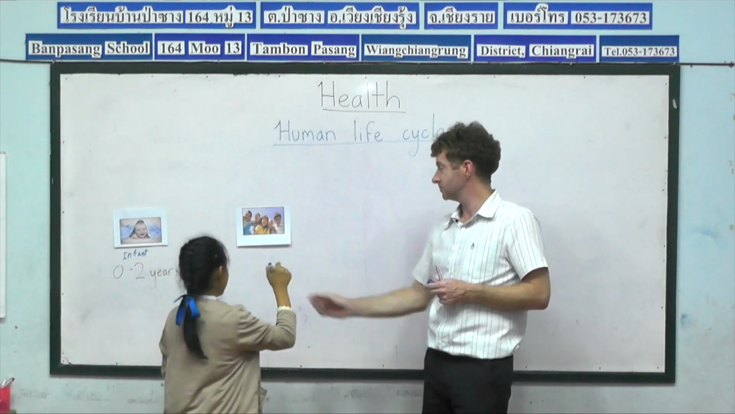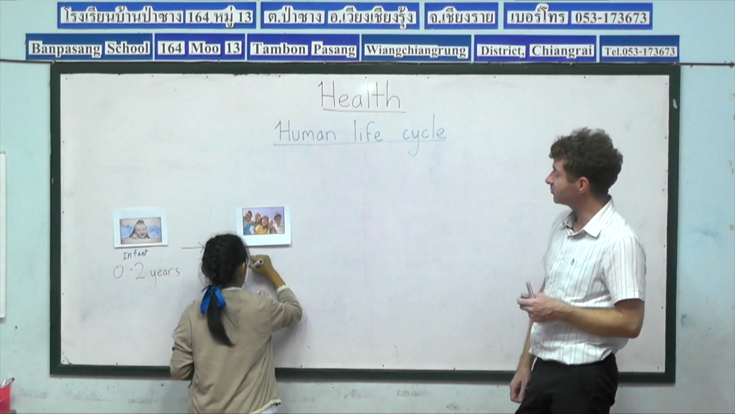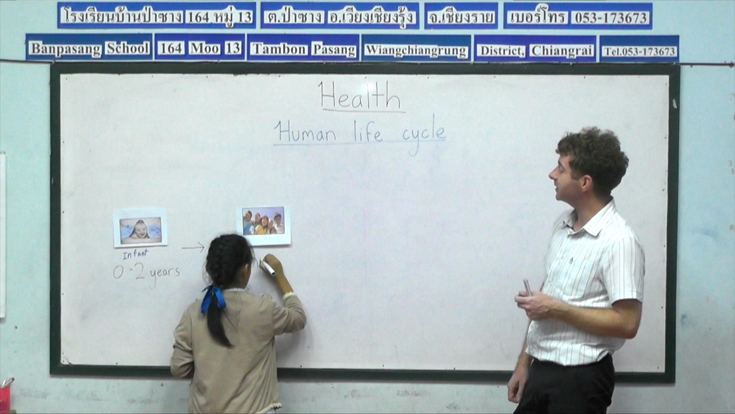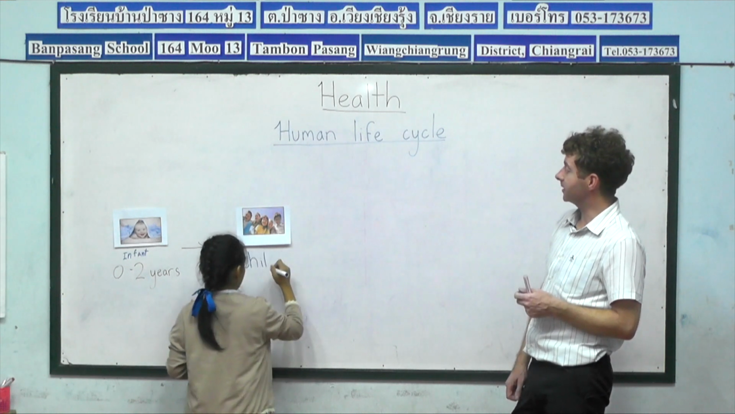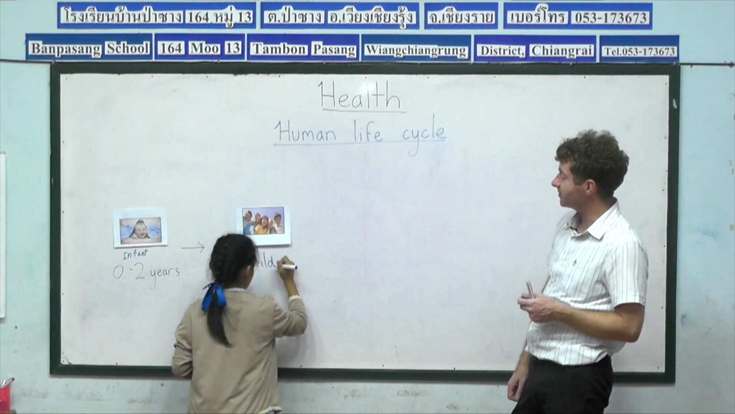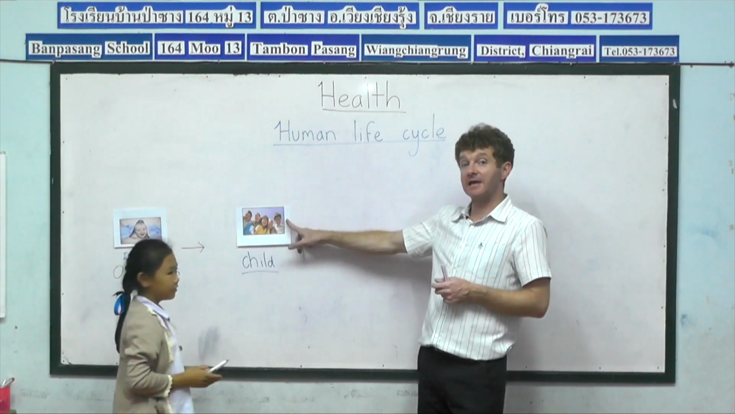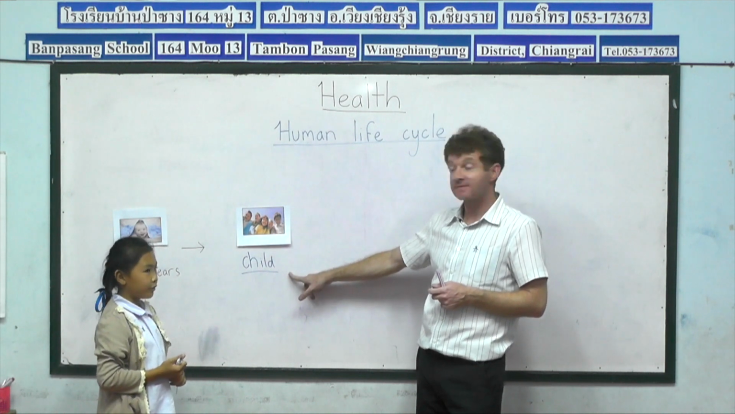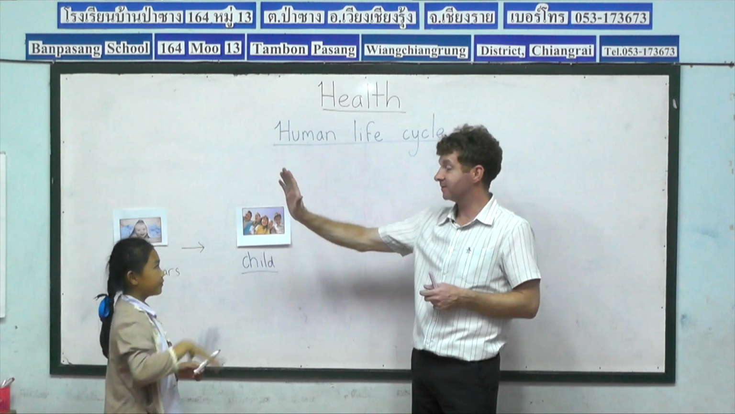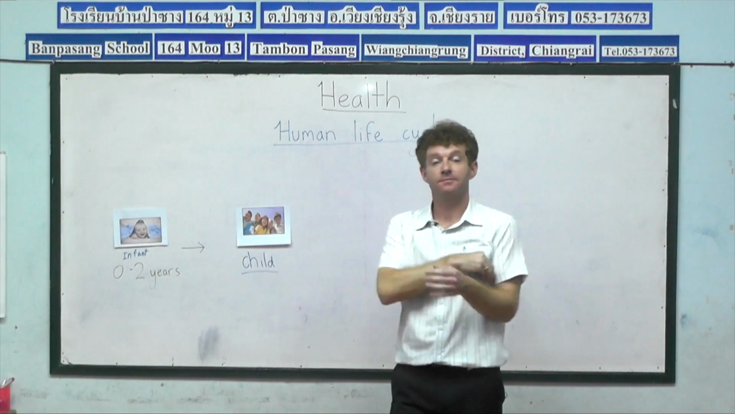It's up to you. C, H, I, L, D. Perfect, Nadia. So there we have child. When we reach this stage of our life, we are a child. Nadia, perfect. High five and a big round of applause for Nadia, guys.